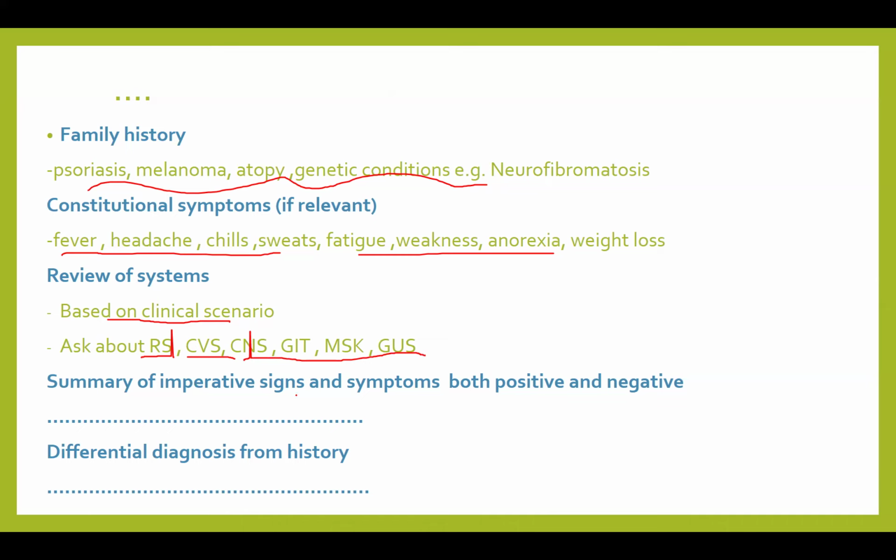You also assess all these other systems, just like in other histories, the gastrointestinal system, musculoskeletal, and the central nervous system. So after doing this thorough history, we require that you summarize the impressions or the signs and symptoms you have derived from this, including both the strong positives and the strong negatives.